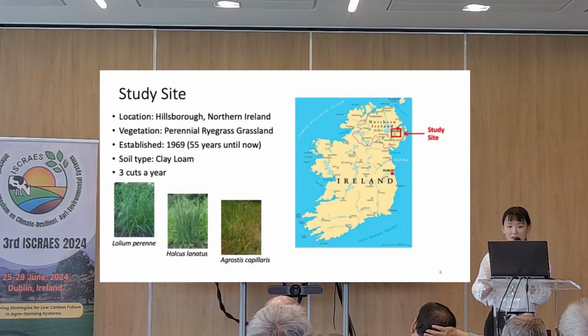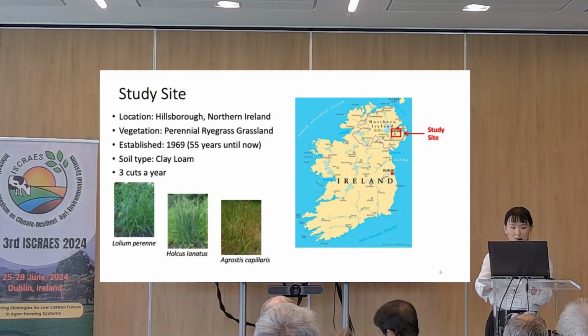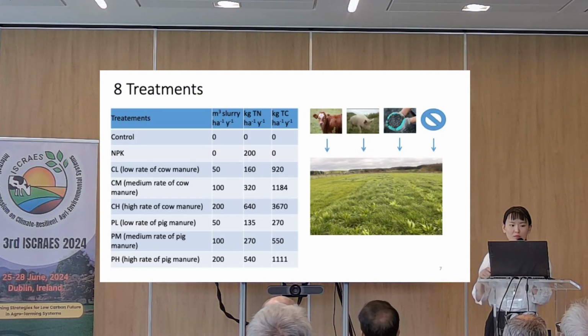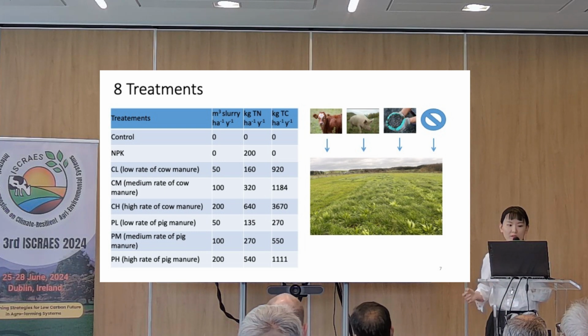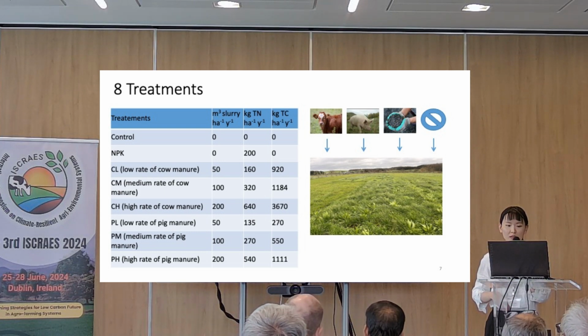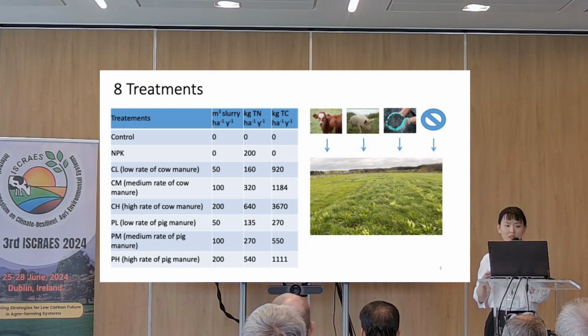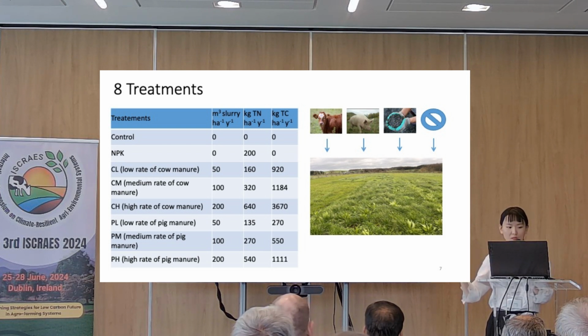So this is our study site. It's a place called Hillsborough in Northern Ireland, and it's brand new grassland. It has been established for 55 years, with clay loam soil and 3 cuts a year. There are 8 treatments in this field. We have control and NPK, inorganic fertilizer, and different rates of manures: low rate of cow manure, medium rate of cow manure, and high rate, and then low rate of pig manure, medium rate of pig manure, and high rate of pig manure.